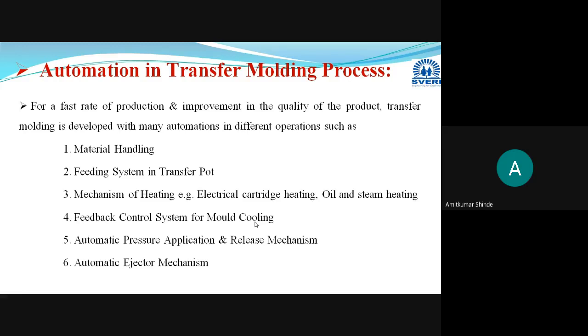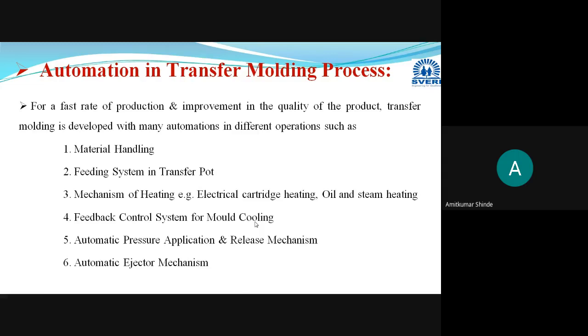And in the ejector mechanisms, after sufficient curing, we are ejecting the final molded part. When we open the mold, the final molded part is ejected with the help of the ejector pins. There we can go for certain automations. So in various stages, starting from material handling, then feeding, heating, cooling, application of pressure, and in the last stage, ejecting of the component, we can do some automation or certain mechanisms can be used. Okay, automations can be done in this transfer molding process.